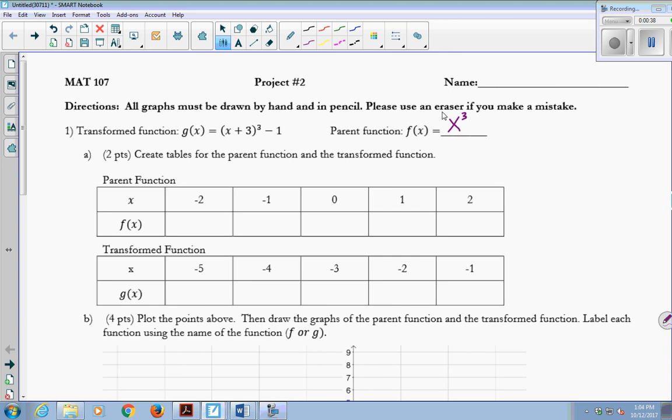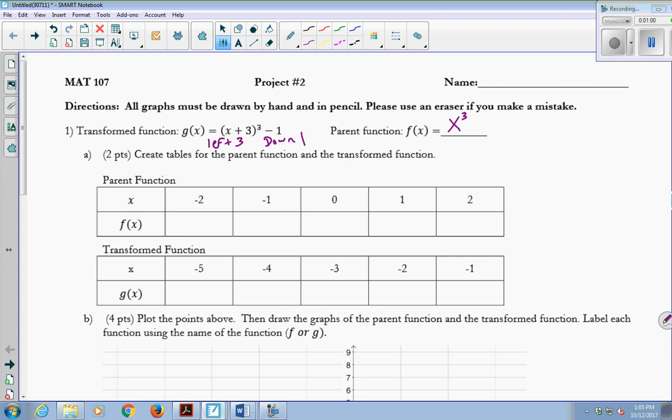Before I move on to what comes next, I'm just going to jot down what the plus 3 inside the parentheses tells me to do. Left 3. So that says left 3. And what does the minus 1 tell me to do? Down 1. So I'm just writing those down for myself.